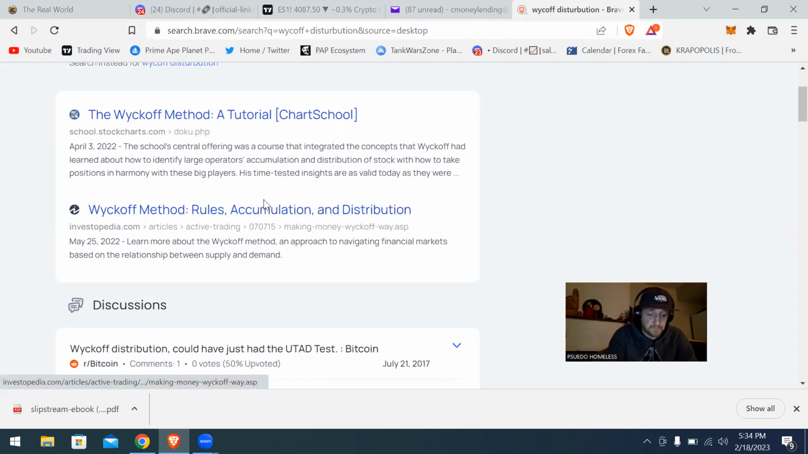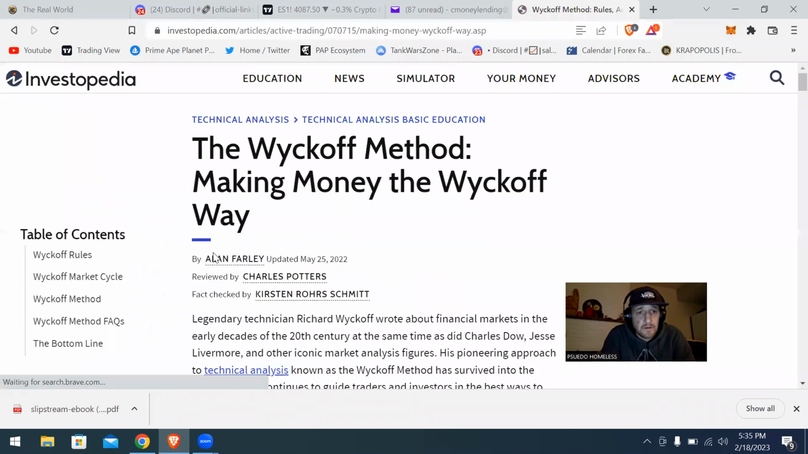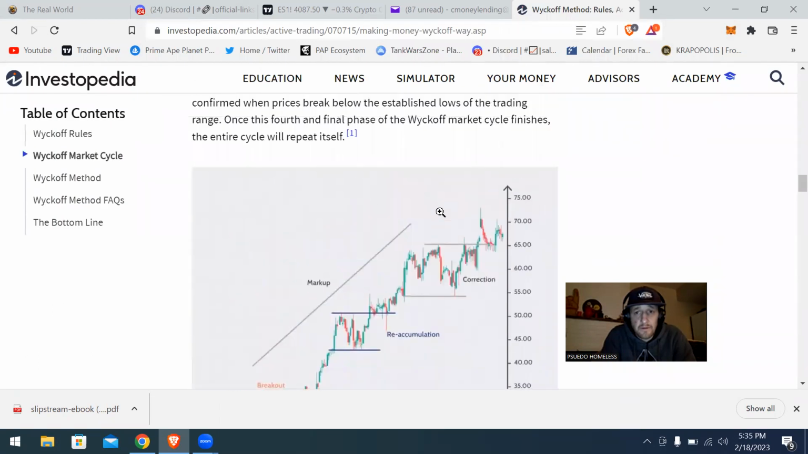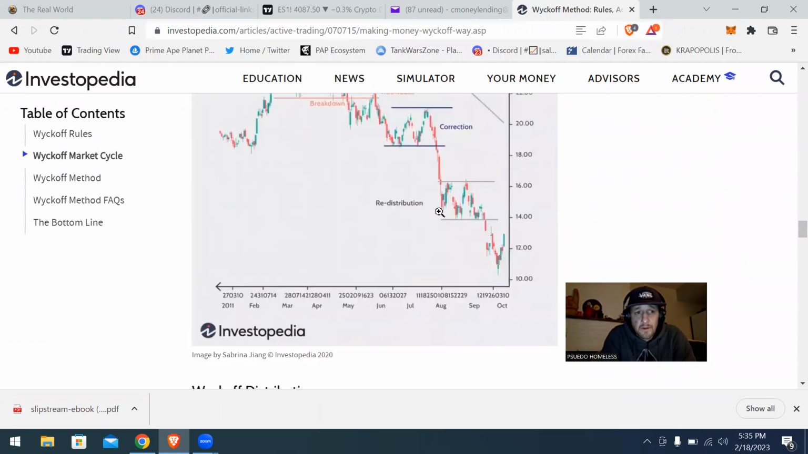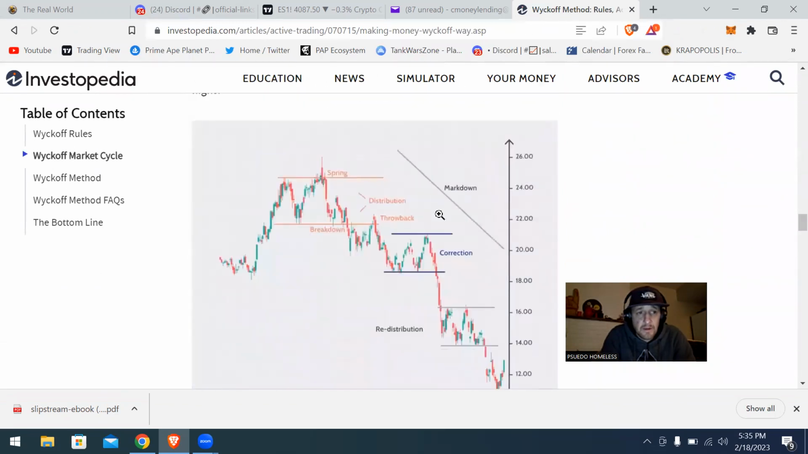Exactly. So go to Google, type in Wyckoff Distribution. Let's see here. Over here. This is going to have a, okay, so that's the right side.